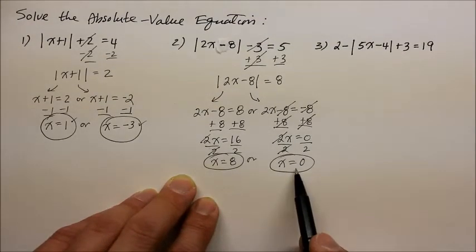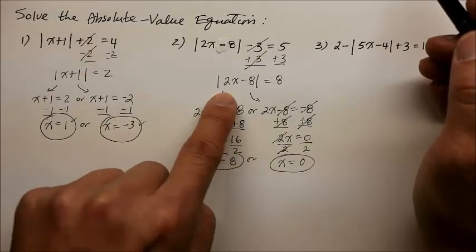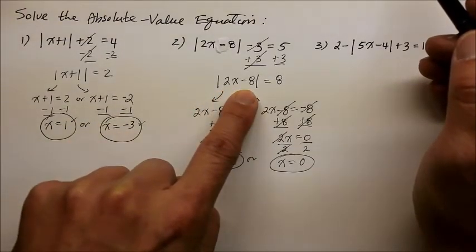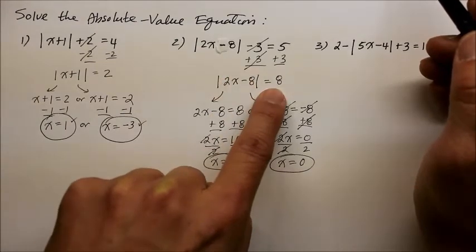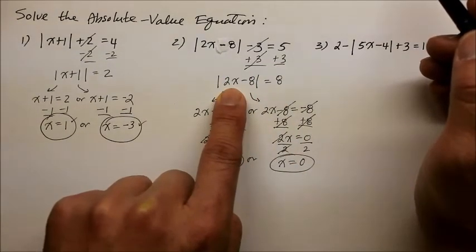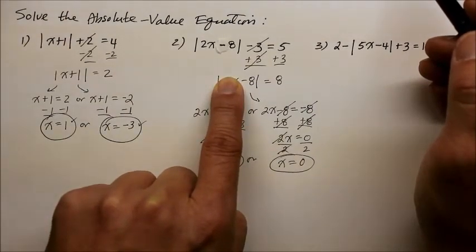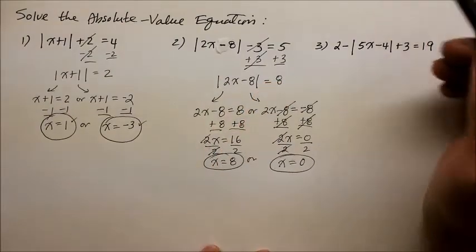So is that right? Let's see. 2 times 8 is 16. 16 minus 8 is 8. So absolute value of 8 is equal to 8. Good. Now if you put a 0 in there, 2 times 0 is 0. And 0 minus 8 is negative 8. But absolute value of negative 8 is still 8. So they work out.